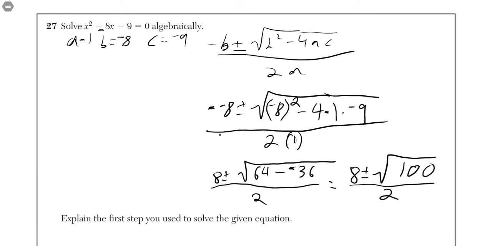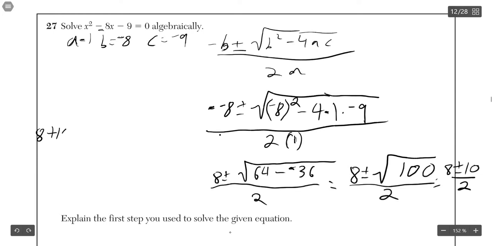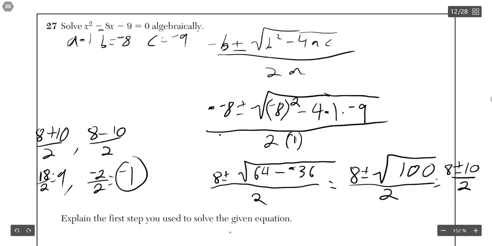The square root of 100 is 10. So it's 8 plus or minus 10 over 2. Let's split it up: 8 plus 10 over 2, and 8 minus 10 over 2. 8 plus 10 over 2 is 18 over 2, which is 9. 8 minus 10 is negative 2 over 2, which is negative 1. So those are our two solutions using the quadratic formula.